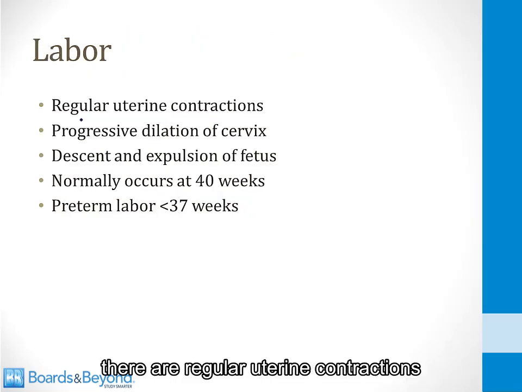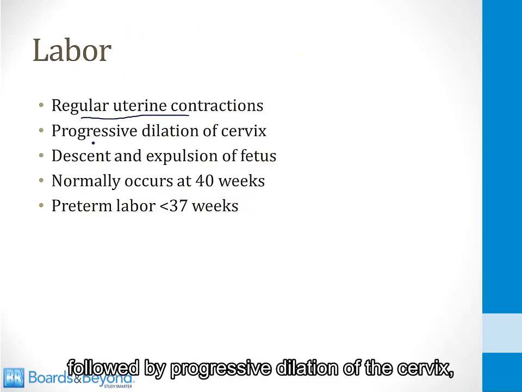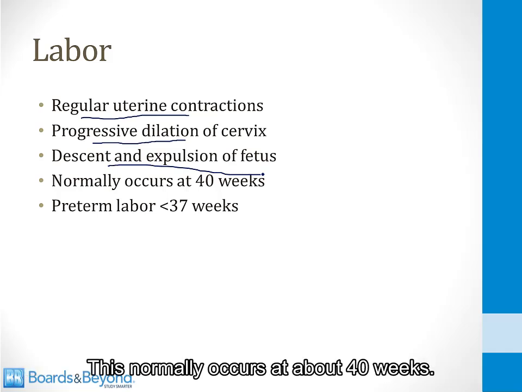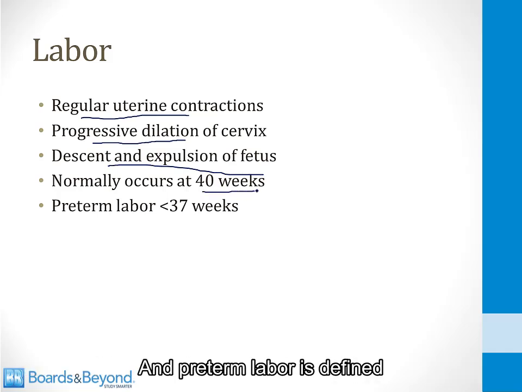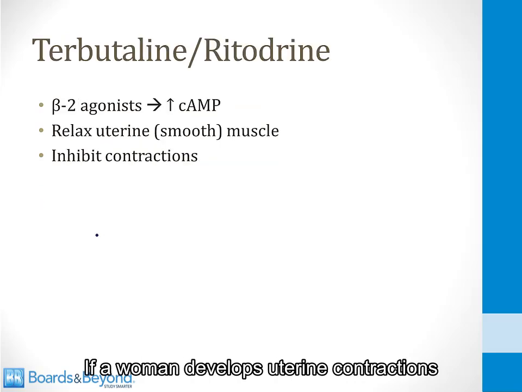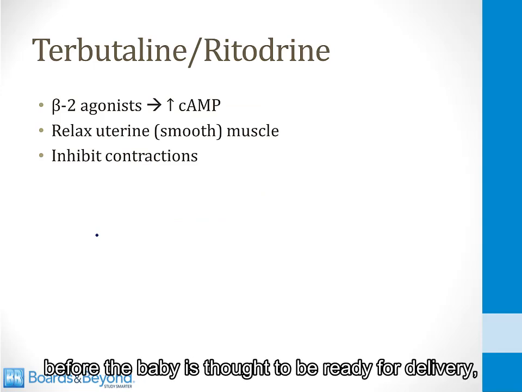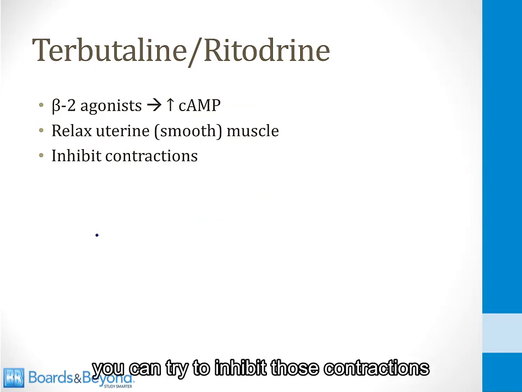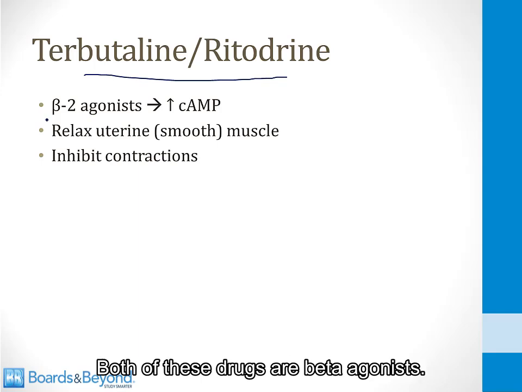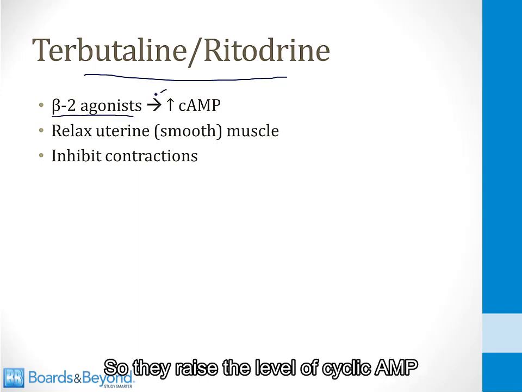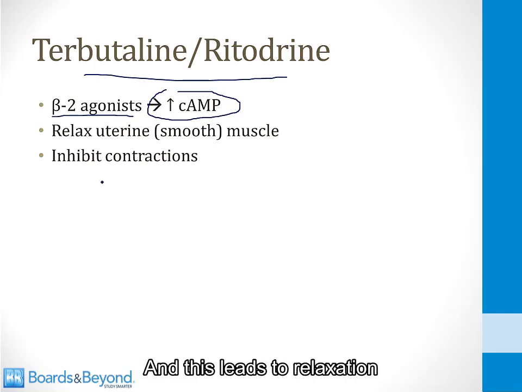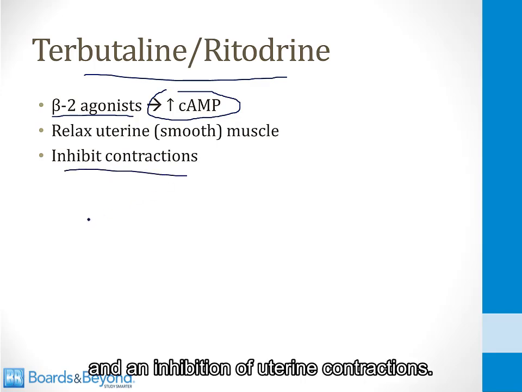When labor begins, there are regular uterine contractions followed by progressive dilation of the cervix and then eventually descent and expulsion of the fetus. This normally occurs at about 40 weeks, and preterm labor is defined as labor that occurs before 37 weeks. If a woman develops uterine contractions before the baby is thought to be ready for delivery, you can try to inhibit those contractions with two drugs, terbutaline and ritodrine. Both of these drugs are beta agonists, so they raise the level of cyclic AMP inside of the uterine smooth muscle cells, and this leads to relaxation and an inhibition of uterine contractions.